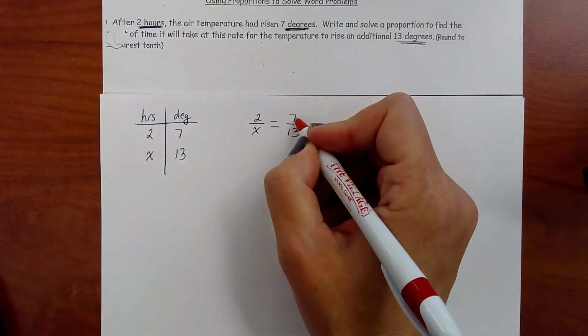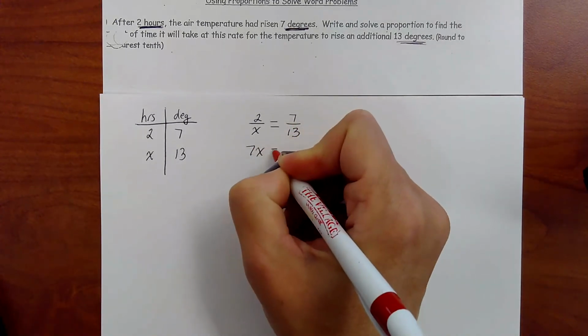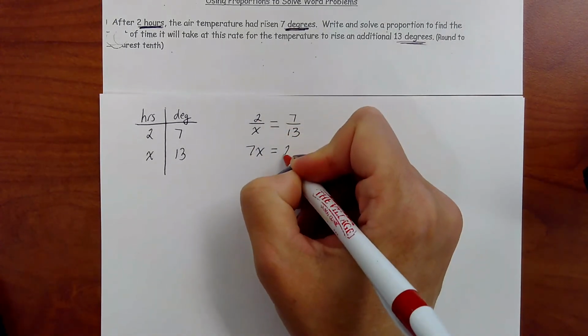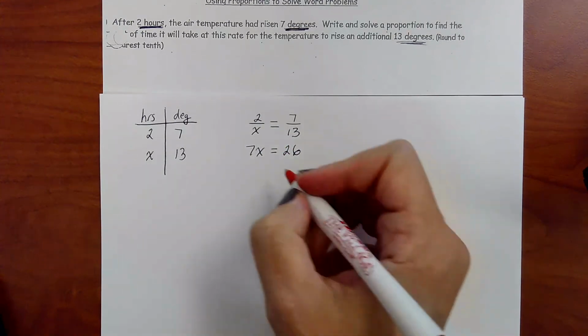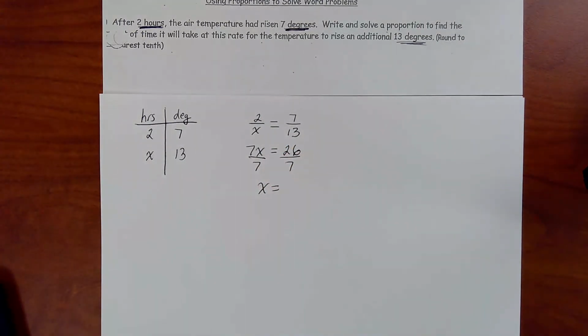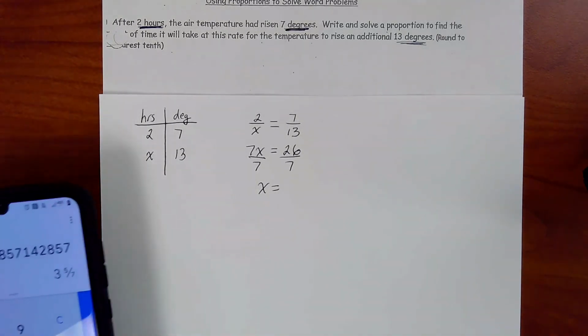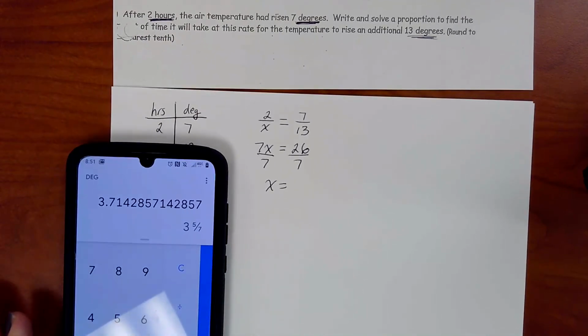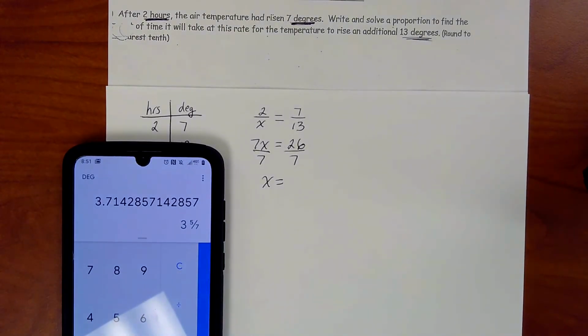All right, so let's solve it. 7 times x is 7x. 2 times 13 is 26. We're going to divide by 7. And let's see what that is. 26 divided by 7. Here's what I got. 3.714, and the problem said round to the nearest tenth.